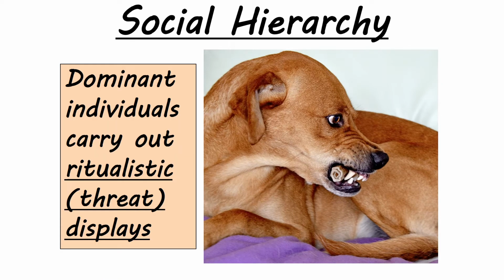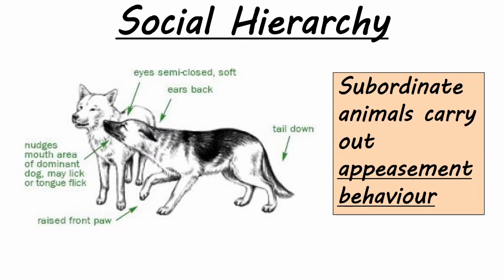And what will happen is you'll have the dominant individuals which carry out some sort of threat displays to keep the others in line. So as you can see here, it could be baring of teeth, for example, with dogs or similar animals. And then what you have in return is the subordinate animals, they carry out appeasement behaviour. So you can see here you've got the dominant one on the left-hand side, and on the right-hand side, this subordinate animal has its front paw raised, its ears are back, its tail is down, so it's demonstrating to the other dog that it's not going to pose any threat.